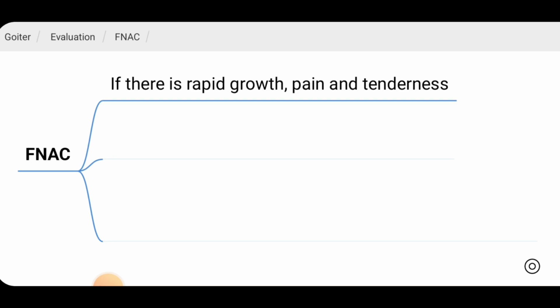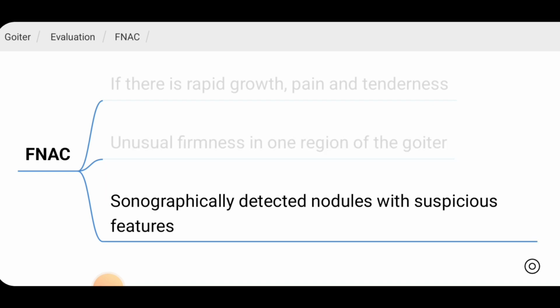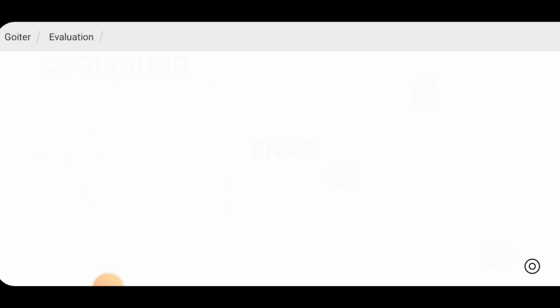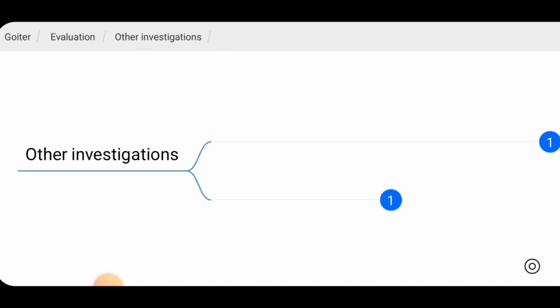The FNAC is done if there is rapid growth, pain or tenderness, and also if there is unusual firmness in one region of the goiter, and also if we detect any suspicious nodules sonographically, then we do FNAC for those patients. And also there are some other investigations which we can do.